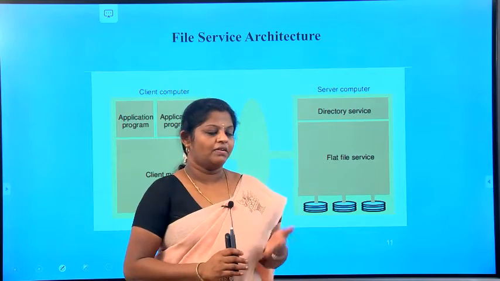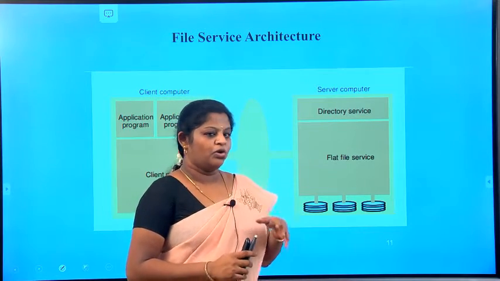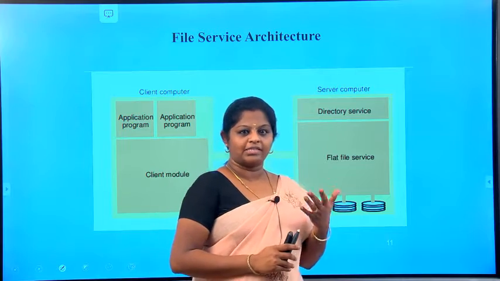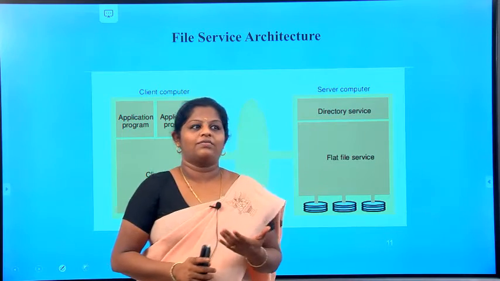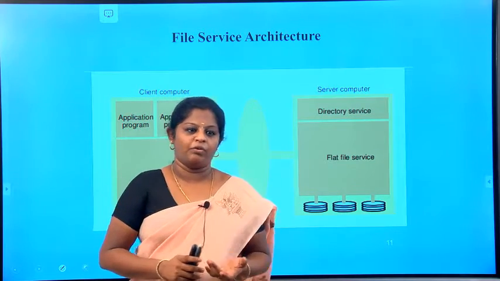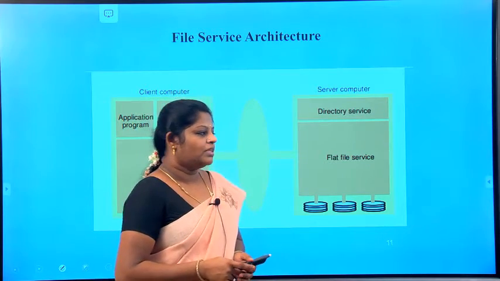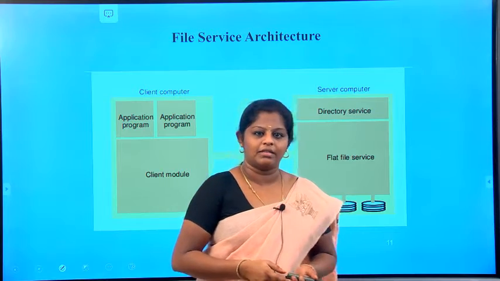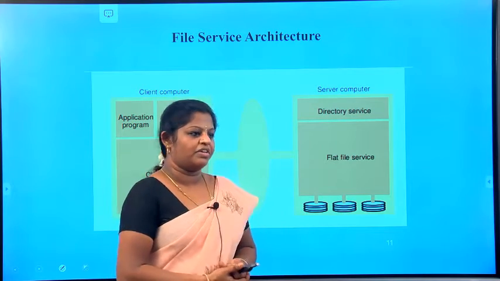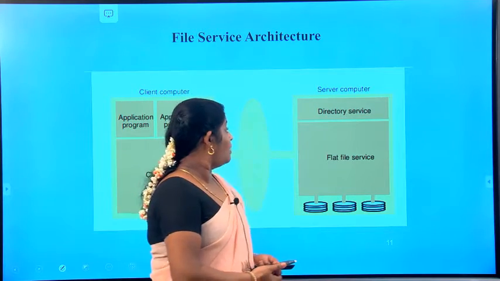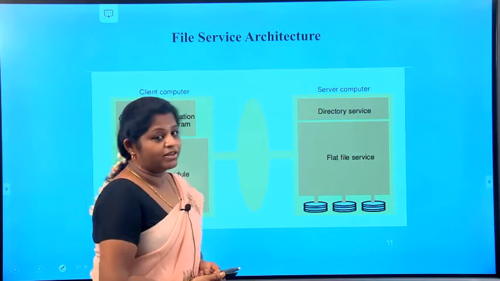About the file service architecture. You know what a file service is and what a directory is. Files mean we are storing information whenever we want, and we need to be able to retrieve the information. That is what a file is, and a directory is nothing but a collection of files that we can keep together in a directory. Okay, so now we are going to see the file service architecture in the distributed system.